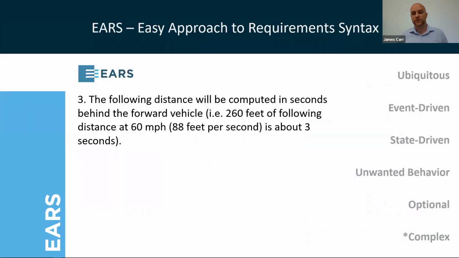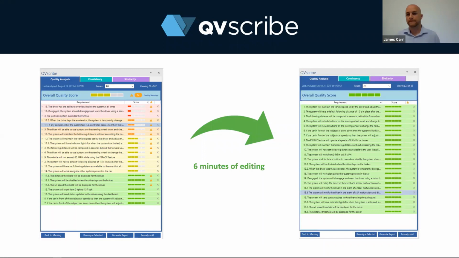So, we got a question before we dive in here. So one question from Joseph Smith. Does QV Scribe automatically prioritize those results? Yes, it does. Thank you, Joseph. So the question was, does QV Scribe automatically prioritize these results for you?